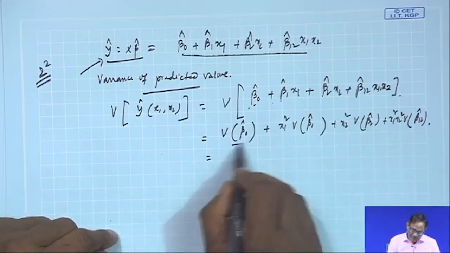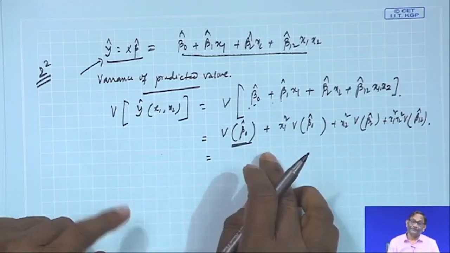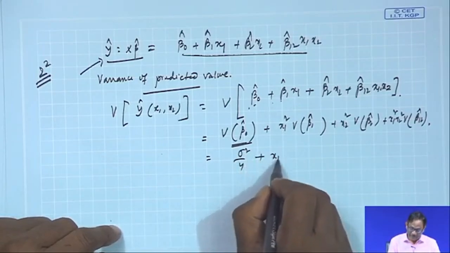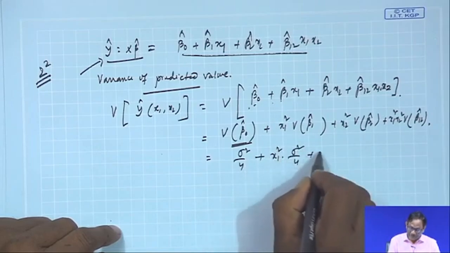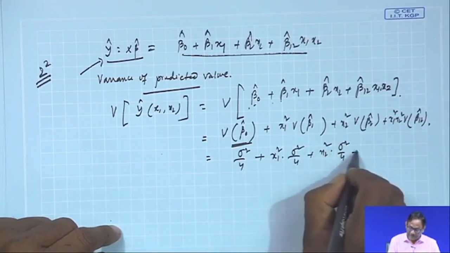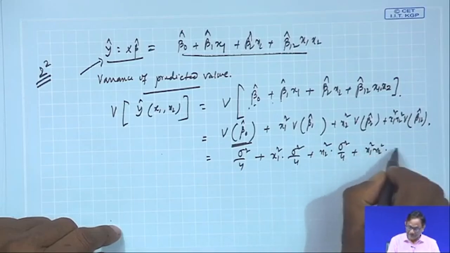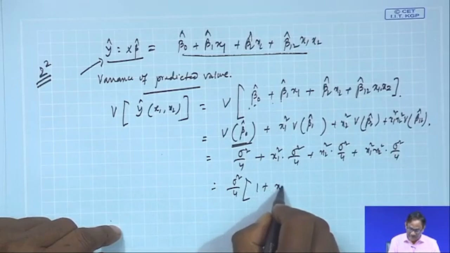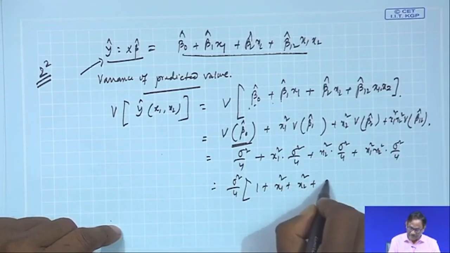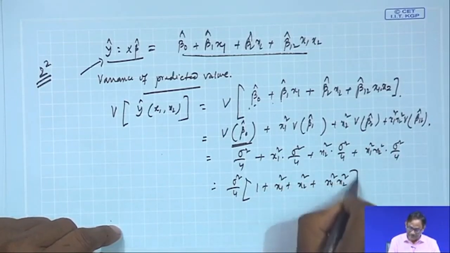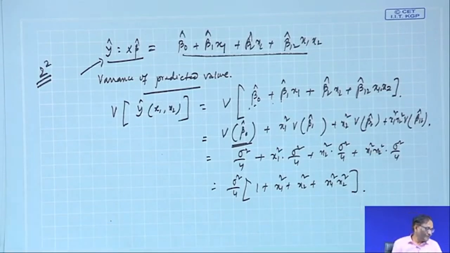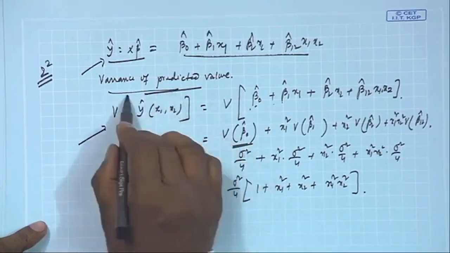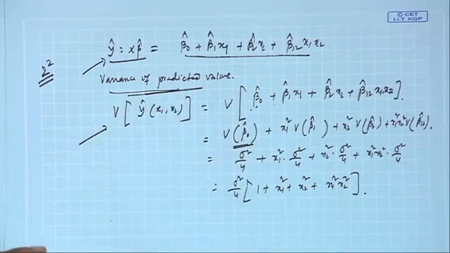So, what is the variance of beta 0 cap? That is sigma square by 4, we have seen earlier. So, then x 1 square into sigma square by 4, x 2 square into sigma square by 4, plus x 1 square x 2 square into sigma square by 4. So, it is sigma square by 4 into 1 plus x 1 square plus x 2 square plus x 1 square x 2 square. Okay. So, this is the variance of the predicted response.